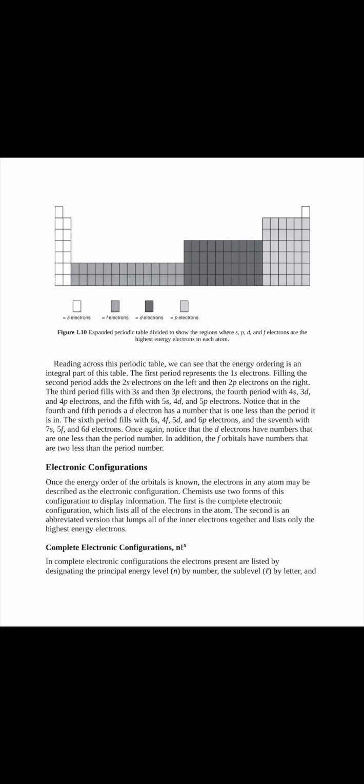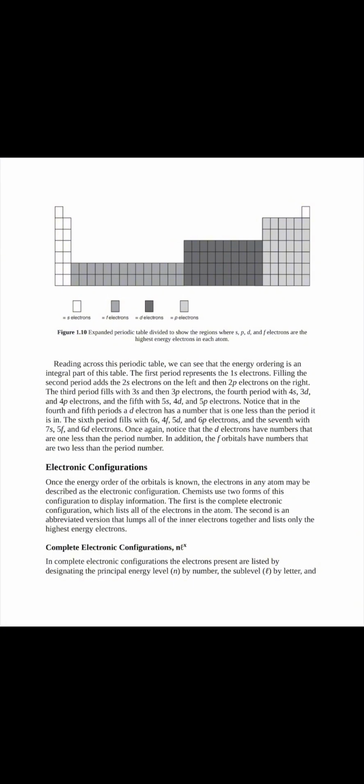Electronic configurations. Once the energy order of the orbitals is known, the electrons in any atom may be described as the electronic configuration. Chemists use two forms of this configuration to display information. The first is the complete electronic configuration, which lists all of the electrons in the atom. The second is an abbreviated version that groups all of the inner electrons together and lists only the highest energy electrons.